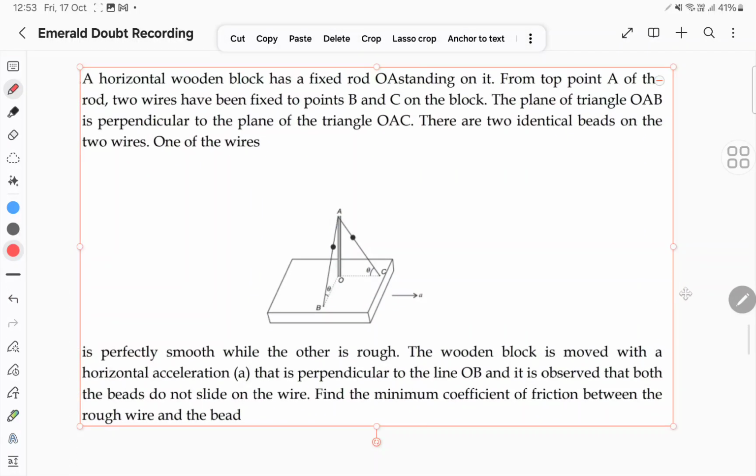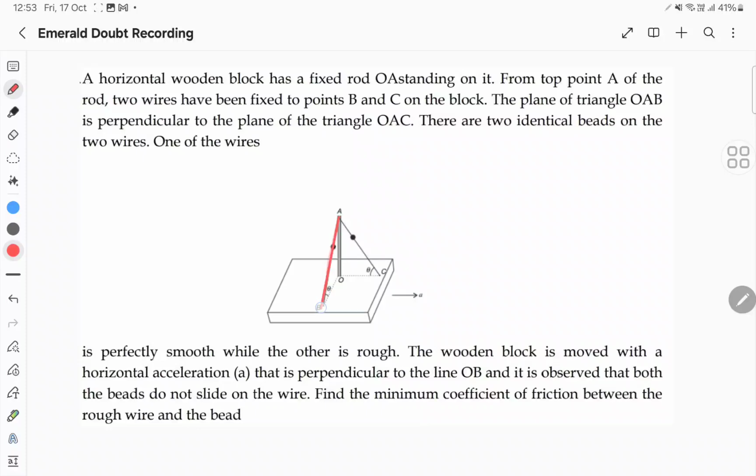So this is one wire, this is another wire. The plane of AOB is perpendicular to the plane of triangle AOC. So this plane is perpendicular to this plane, so the angle between them is 90 degrees.